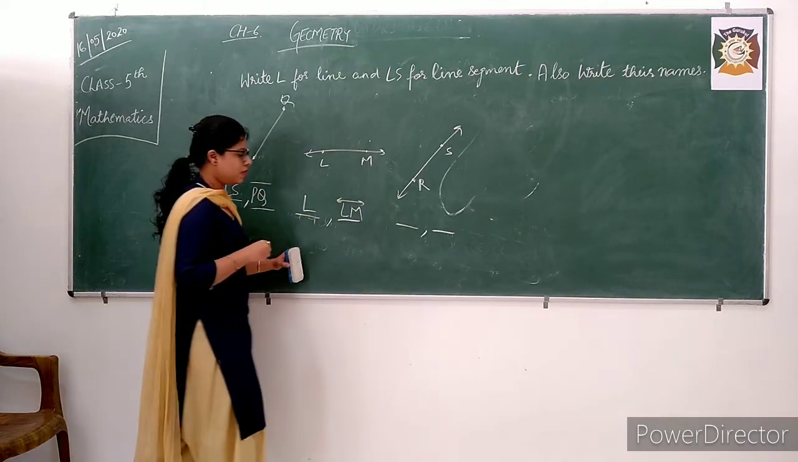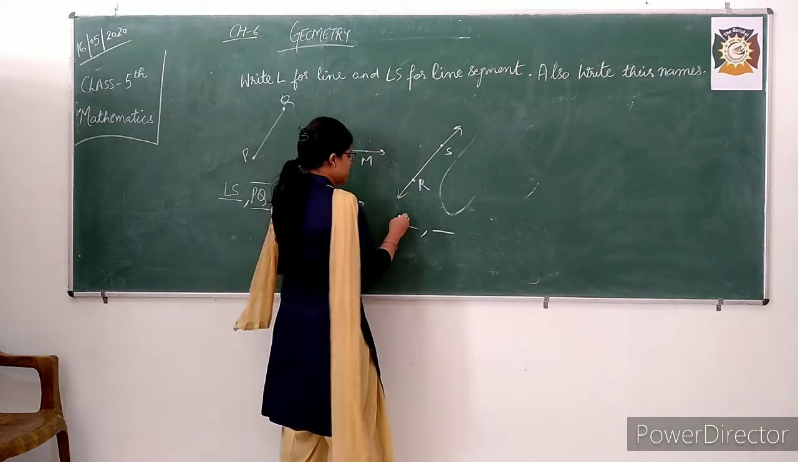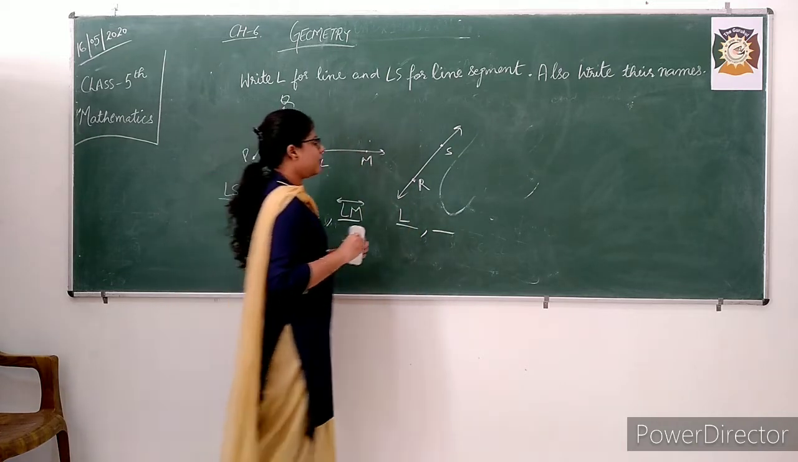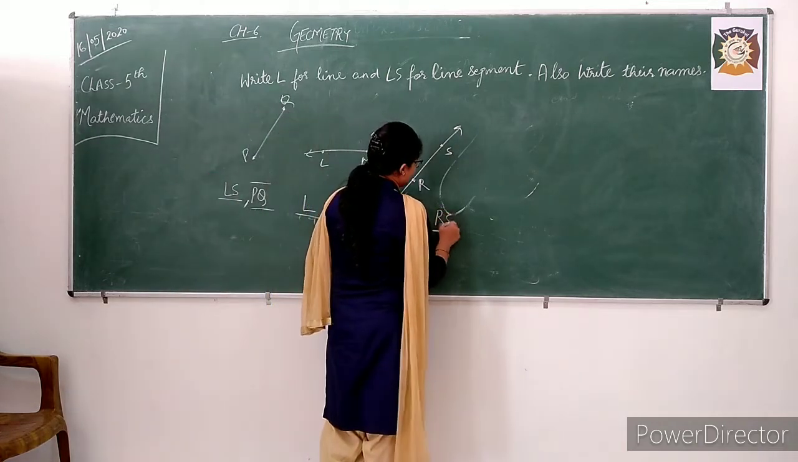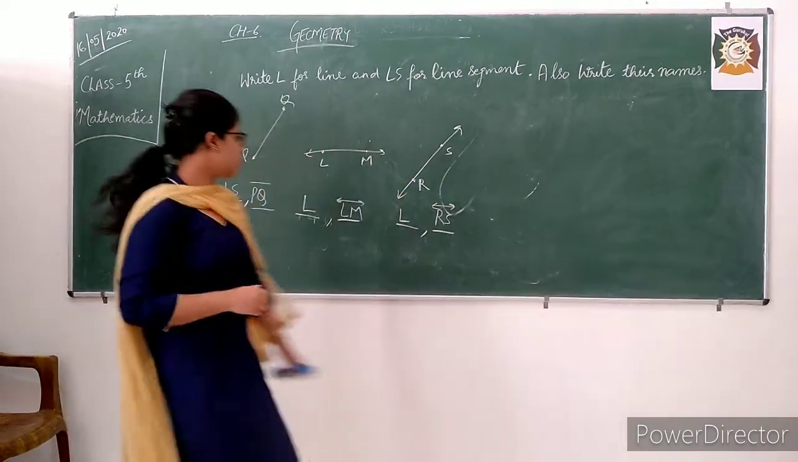Arrows at the top. Next, again, it is the same diagram with arrows. So, it is not a line segment. It is a line. And the name of the line is RS with arrows on its top. Okay, students? Please note it down carefully.